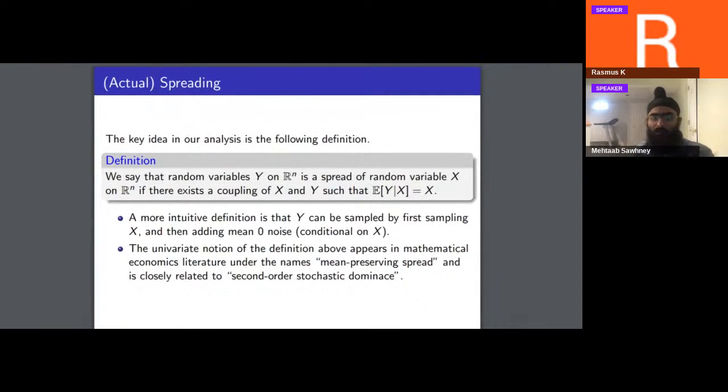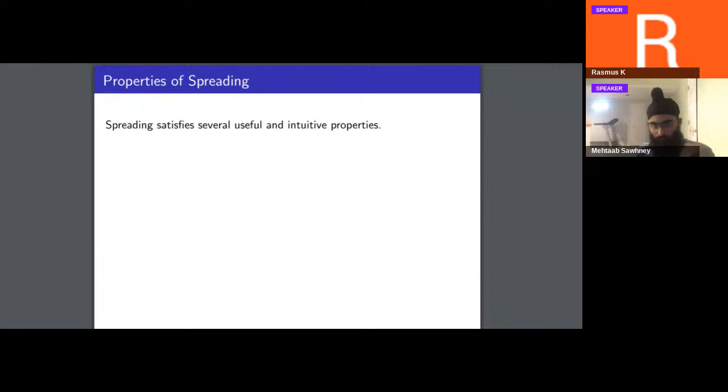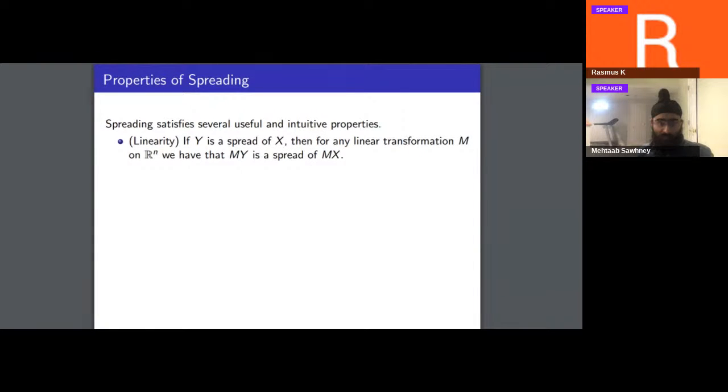The univariate notion of this definition appears in the mathematical economics literature under mean preserving spread, and it's very closely related to another notion in mathematical economics, second order stochastic dominance. Given that we're going to use this tool, let's develop a few easy properties of spreading. The first is linearity. If y is a spread of x, and I have some linear transform M which is independent of x and y, then it's easy to see that My is a spread of Mx.